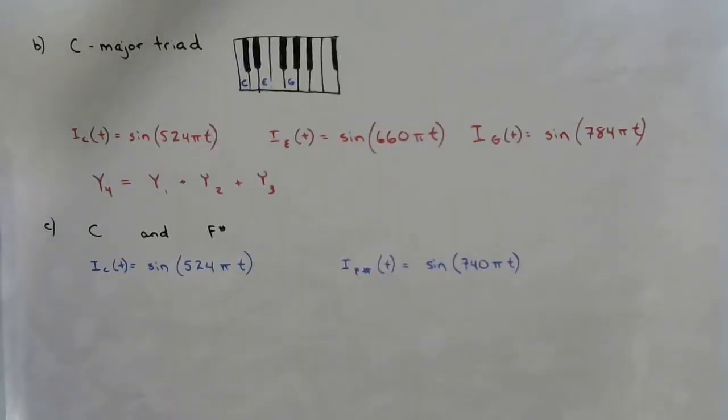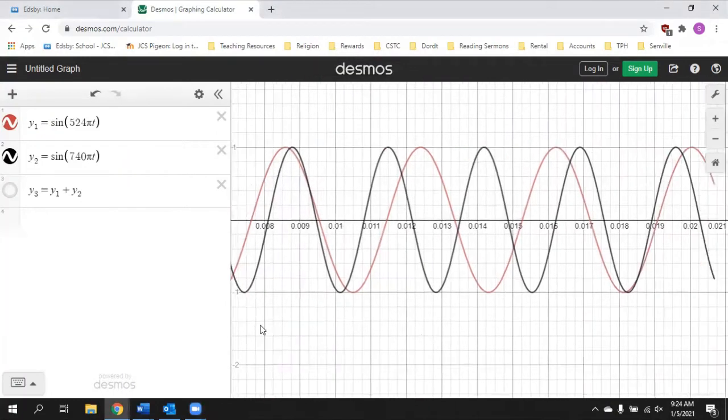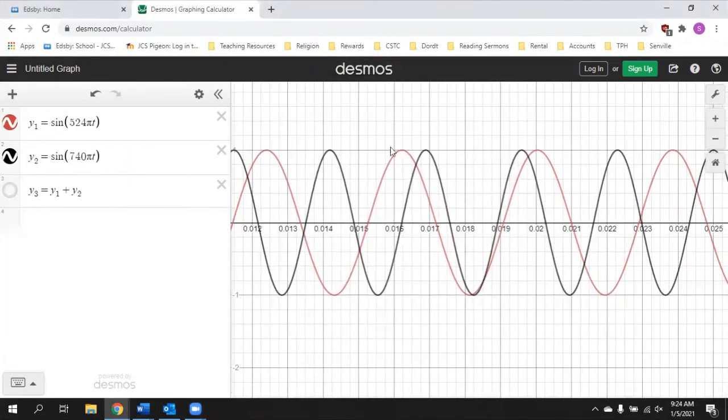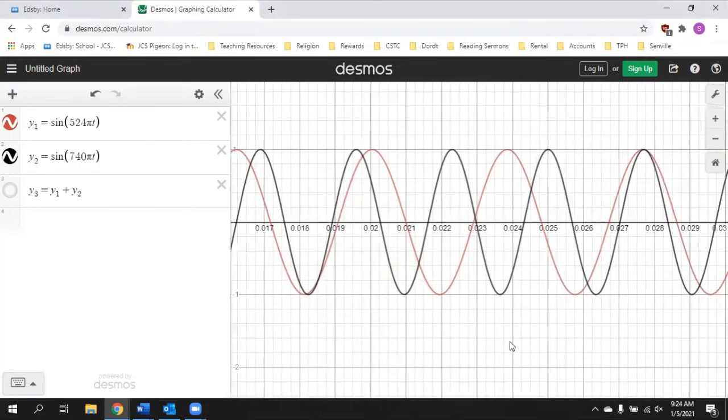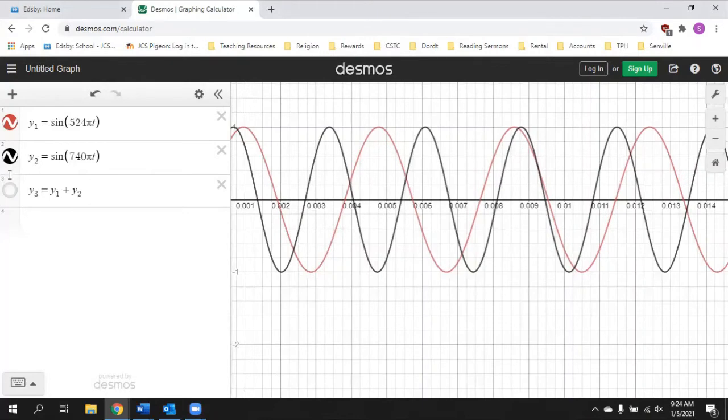In example C, we're asked to graph the combined function between C and F sharp. So I've got my two functions here, and we're just going to quickly plug them into Desmos and see what they look like. All right, I've got our two functions graphed here, C and F sharp, and we're noticing that they don't really line up that well at all. The crests and the troughs, the crests being the max and the troughs being the minimums. And so we can assume these notes are not going to sound all that great together. So let's take a look at the combined function.